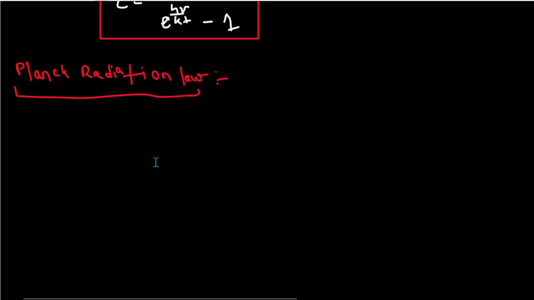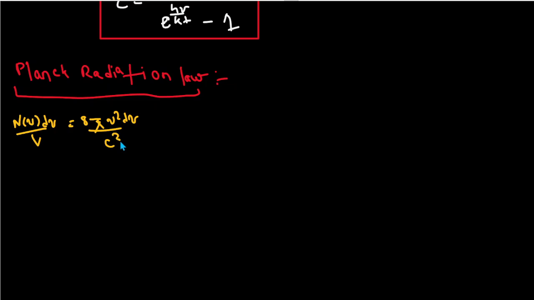Now let's write down the expression for the number of standing waves per unit volume. You all know what it is: the number of standing waves per unit volume in a given frequency range is equal to 8 pi mu square d mu divided by c cube.